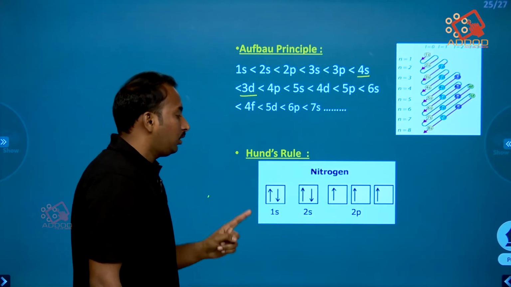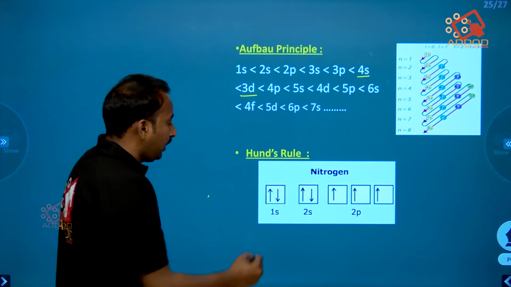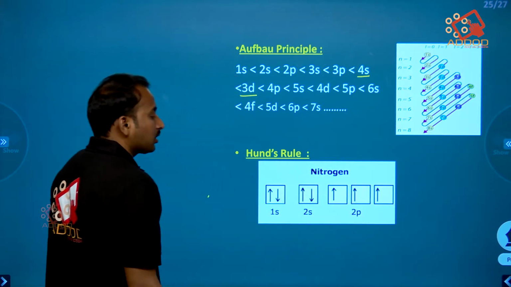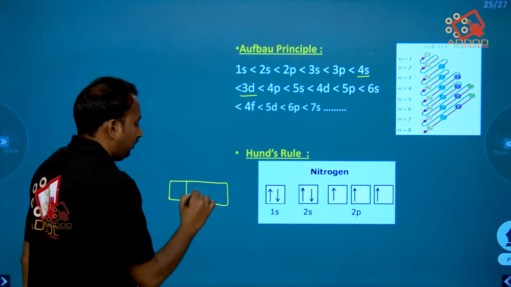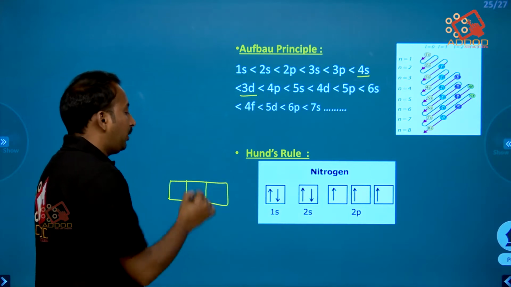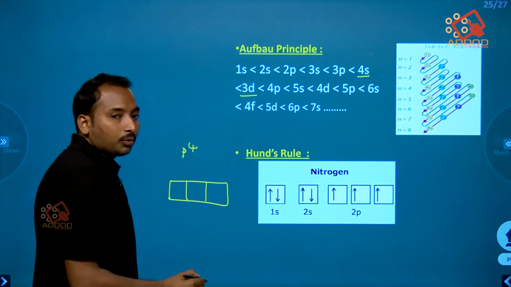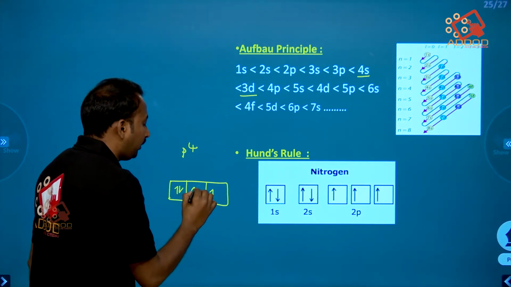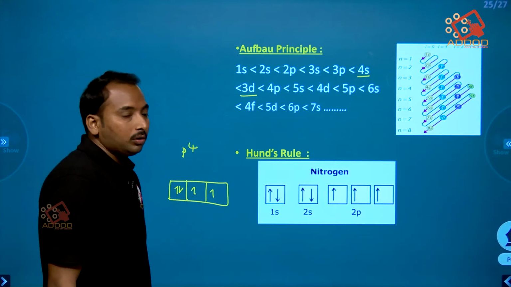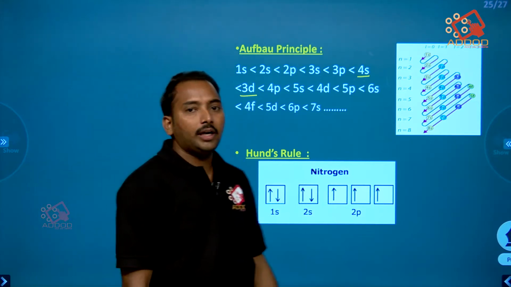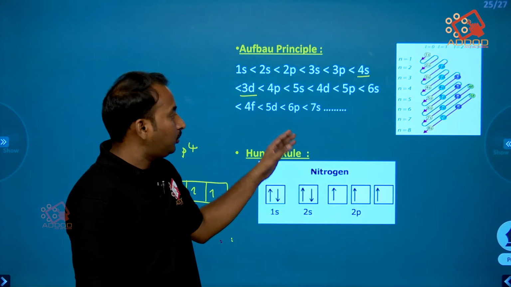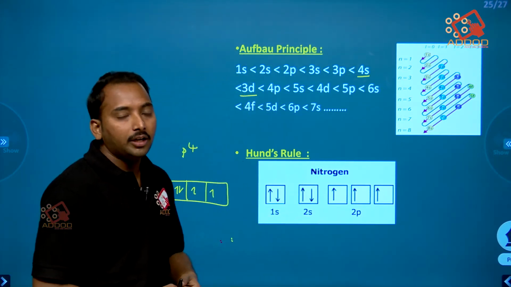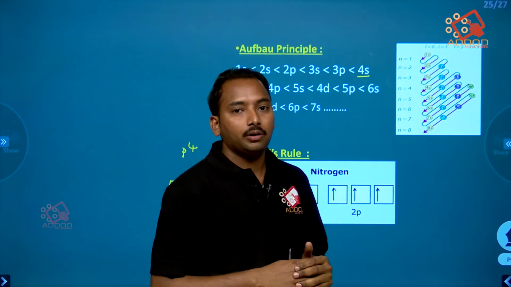Next, Hund's rule. What is meant by Hund's rule? It concerns electrons filling degenerate orbitals. Suppose in the degenerate orbitals of p4, first we fill one electron in each orbital, and after that the pairing. So this is Hund's rule. These are the total atomic structure rules, and we use them to fill the electrons. Okay, thank you. So this is the total chapter.